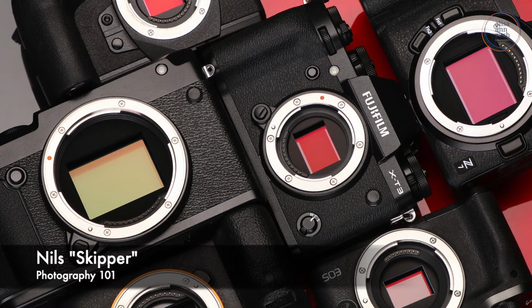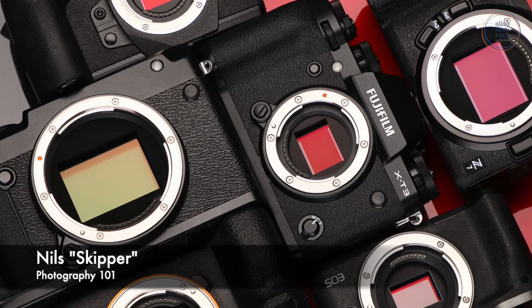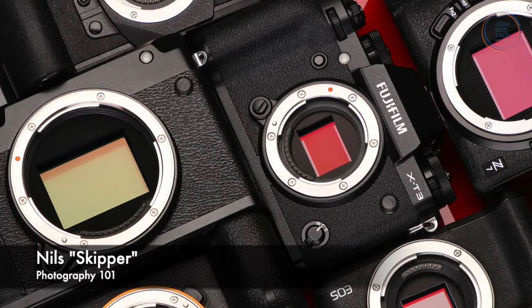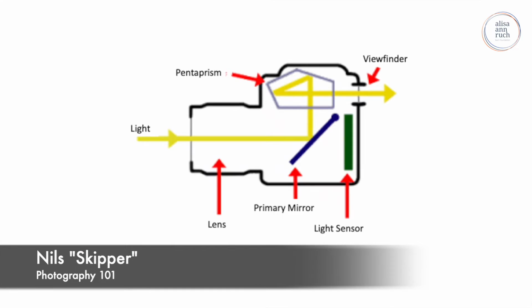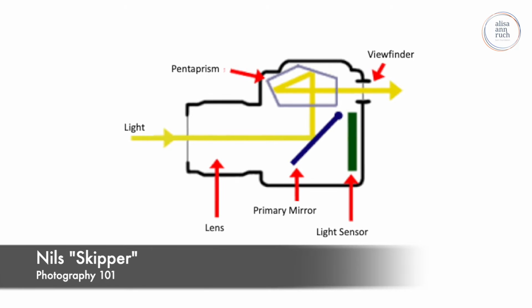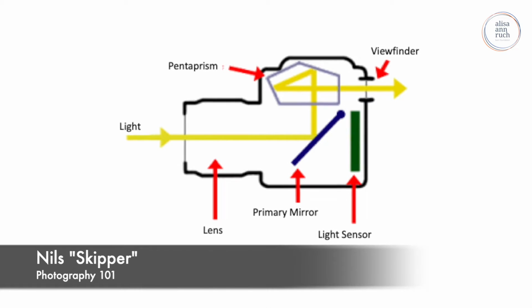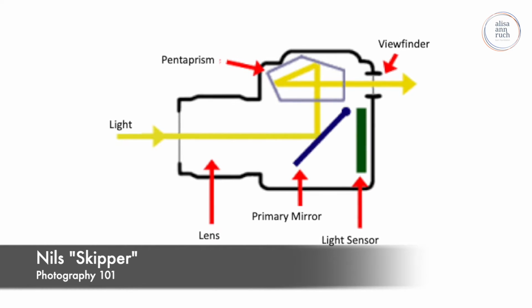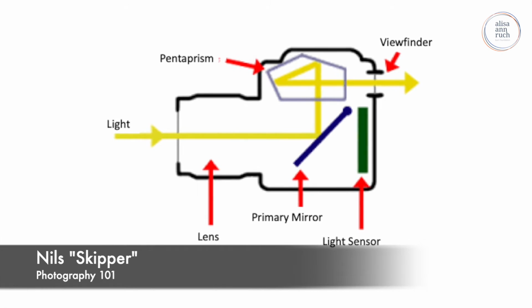Located behind the primary mirror of all SLR cameras is an image sensor which has replaced the conventional use of film. Looking back at an internal diagram of an SLR camera, you can see that the primary mirror, shown as a blue line, flips up and out of the way, which allows light to be recorded on the sensor.